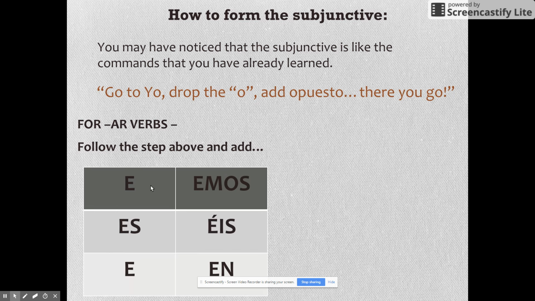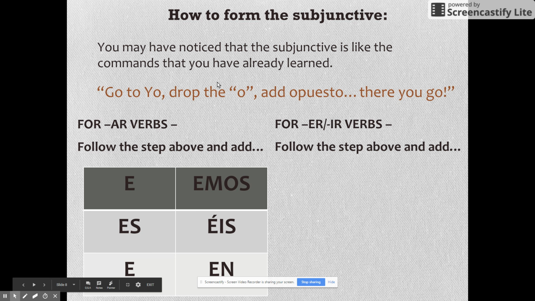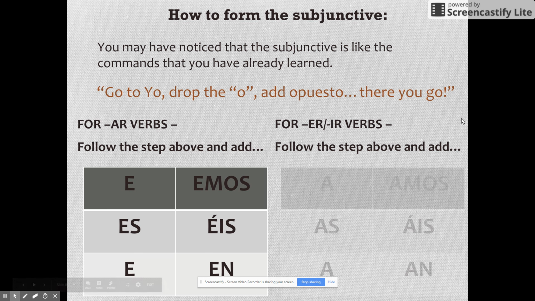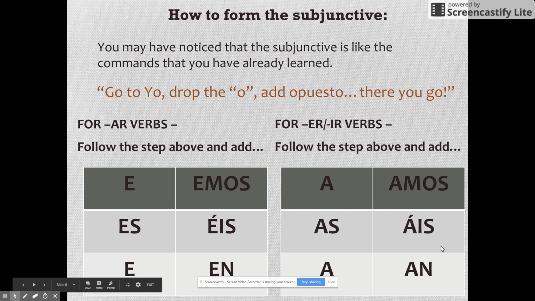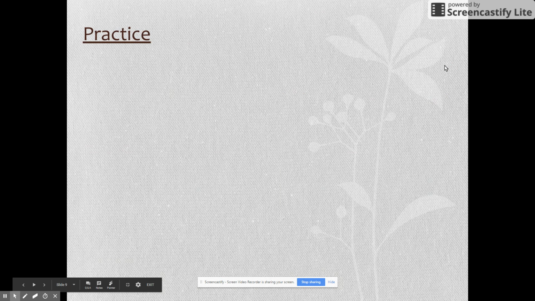So that means that for AR verbs, these are the opposite endings, right? E, es, e, emos, en. For ER-IR verbs, you're going to follow this same step, and you're going to add a, as, a, amos, an. So it looks just like the tú commands or Usted commands, but we have a full chart of it here, okay? All right, so here's some practice.